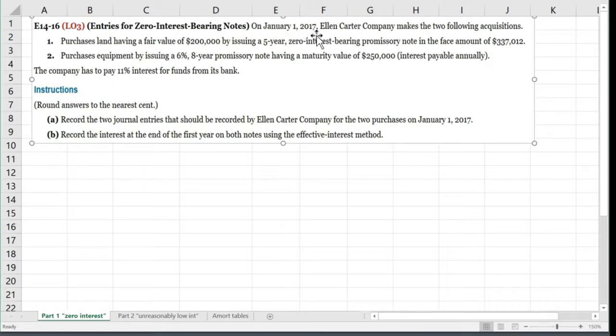On January 1st, 2017, Ellen Carter Company makes two acquisitions. The first thing they did is they purchased land having a fair value of $200,000 by issuing a 5-year, zero interest-bearing note in the face amount of $337,012. The company normally has to pay 11% interest. We're going to record the journal entries that should be recorded for the purchase and then interest at year end using the effective interest method.